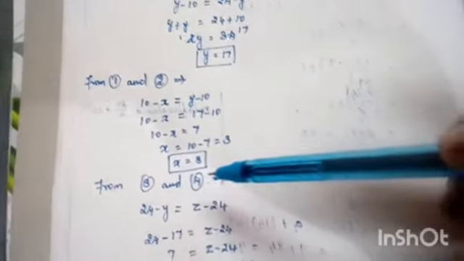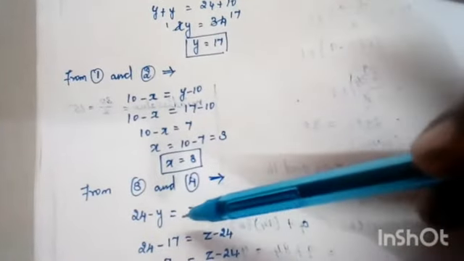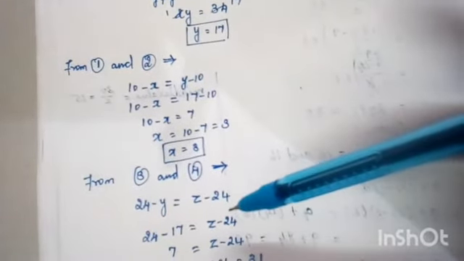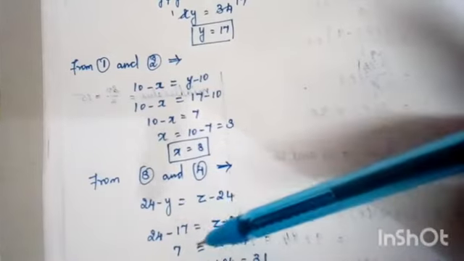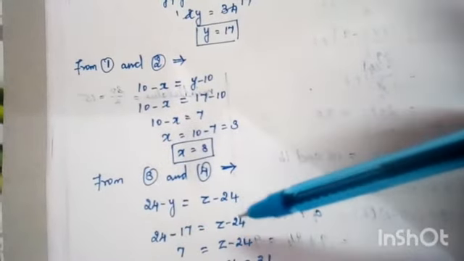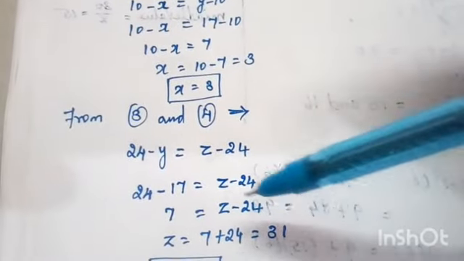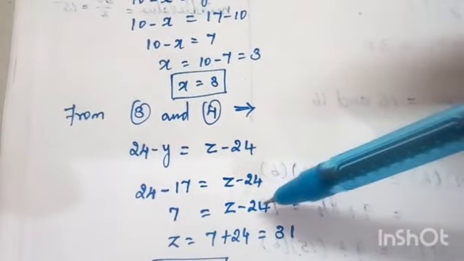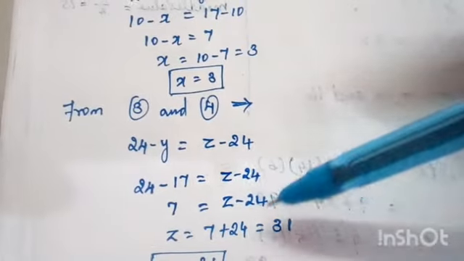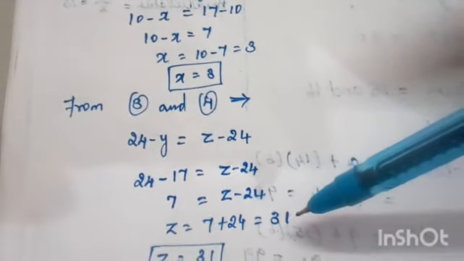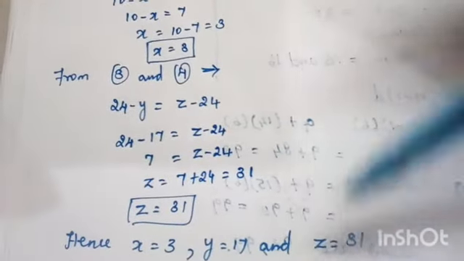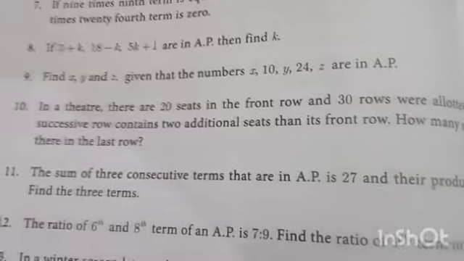Next you consider equations 3 and 4. 24 minus y equals z minus 24. First you substitute the y value, then simplify. 24 minus 17 equals z minus 24. 24 minus 17 is 7, so 7 equals z minus 24. Transpose minus 24 to the left hand side, it becomes plus 24. 7 plus 24 is 31, so z equals 31. Hence the values are x equal to 3, y equal to 17 and z equal to 31.